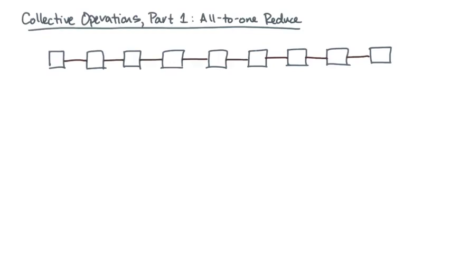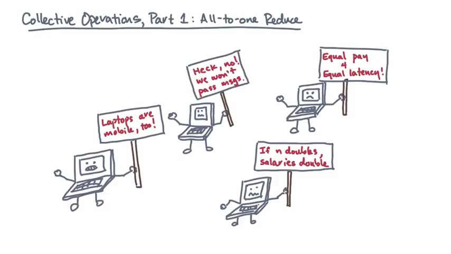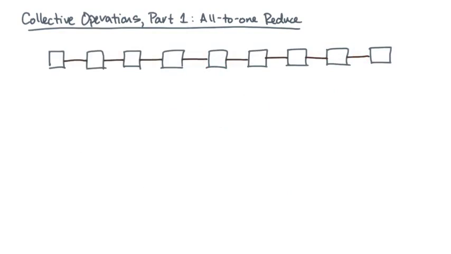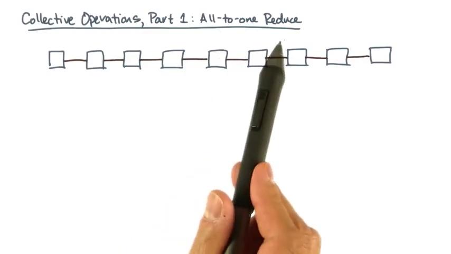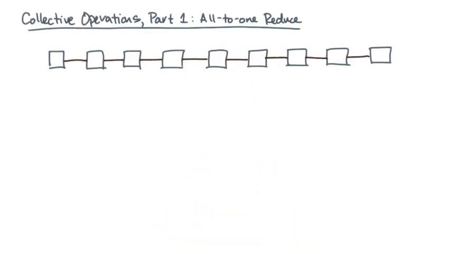An important class of distributed memory algorithmic primitives are the so-called collective operations. No, not that kind of collective. One example of a collective operation is a reduction, which in the distributed memory case I will call all-to-one reduce. The phrase all-to-one makes it clear that all nodes participate to produce a final result on one node.